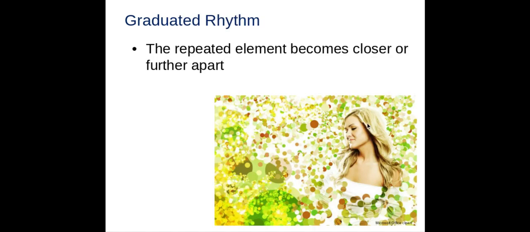Here is a graduated rhythm where a repeated element becomes closer together or farther apart. You can see we've got our model on the right-hand side. As we get closer to her, these little spheres become farther apart, and it gets a lot lighter. You see a lot more of that open space. And on the left-hand side, the spheres get a lot closer together. It looks a lot brighter, greenish, yellowish.